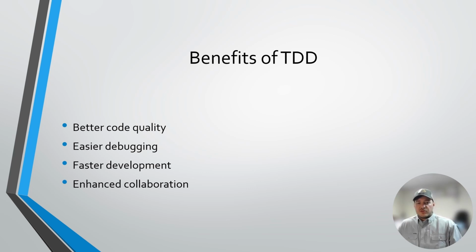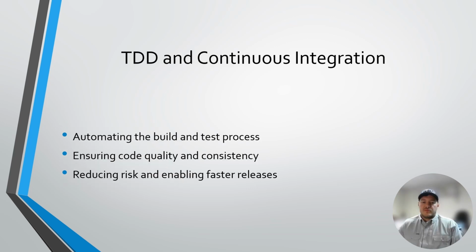So test-driven development uses continuous integration. Continuous integration is a development practice where developers integrate their work frequently into a shared code repository, ensuring that the software is always in a releasable state. The primary goal of continuous integration is to identify defects early in the development process and reduce the risk of integration issues that can occur when changes are made independently.